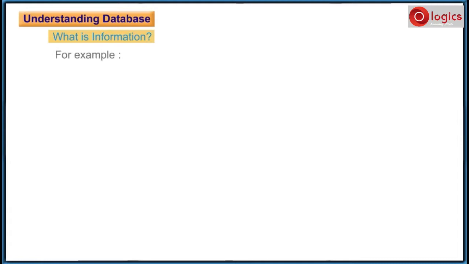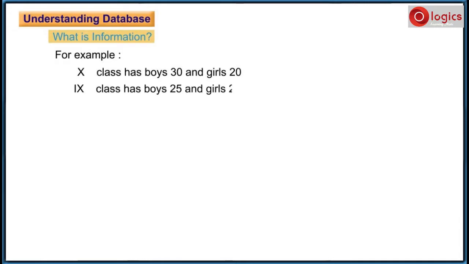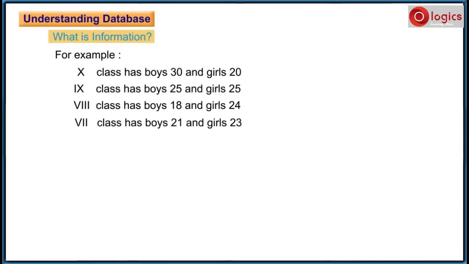Let's take an example. 10th class has boys 30 and girls 20. In general terms, this is an information that so and so class having so and so number of boys and so and so number of girls. This is an information about 9th class boys and girls. Similarly, this is the 8th class information, and this is the 7th class information.